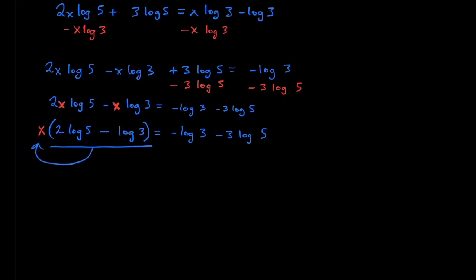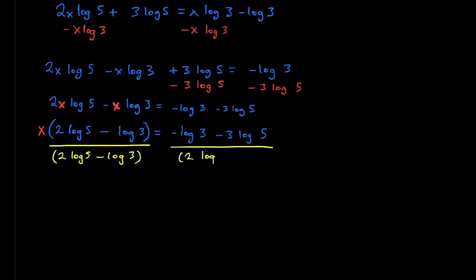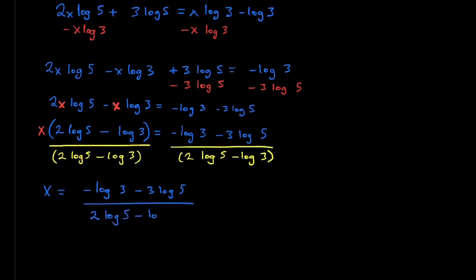And now this part in the parentheses is multiplying with the x. But to get x by itself, you have to divide both sides by this part. And you do it to both sides. At this point, we don't need to have parentheses for the denominator anymore. So we can just take that out of parentheses like this.